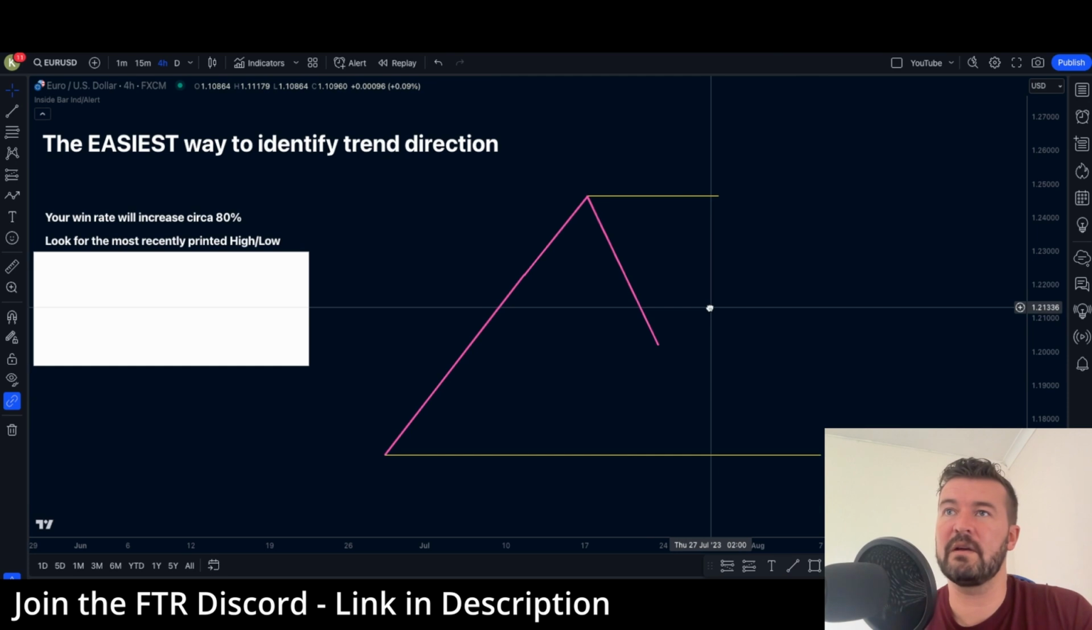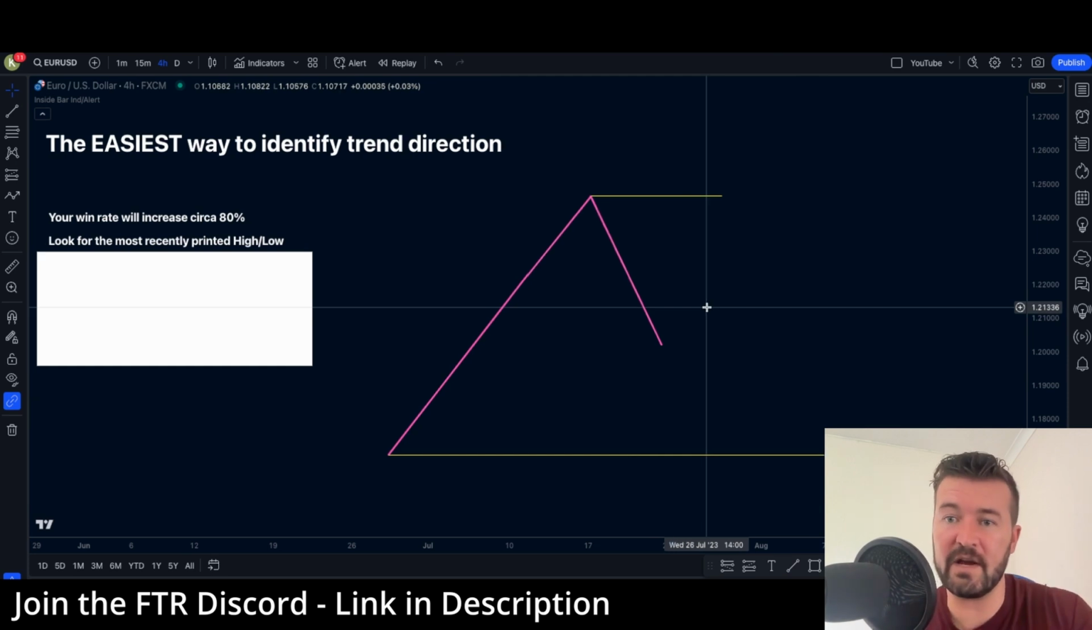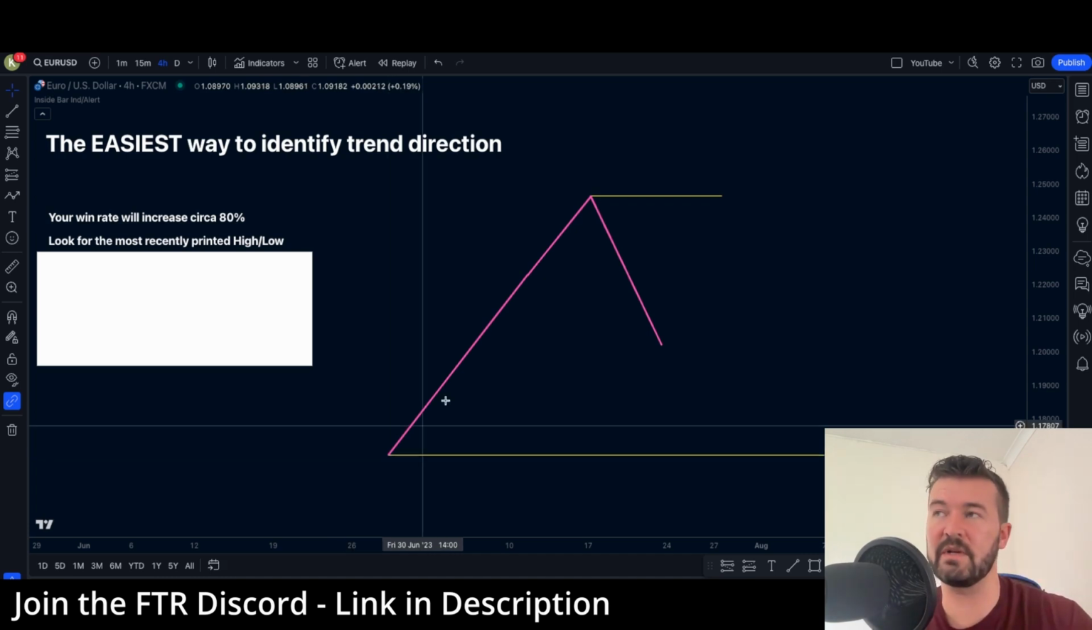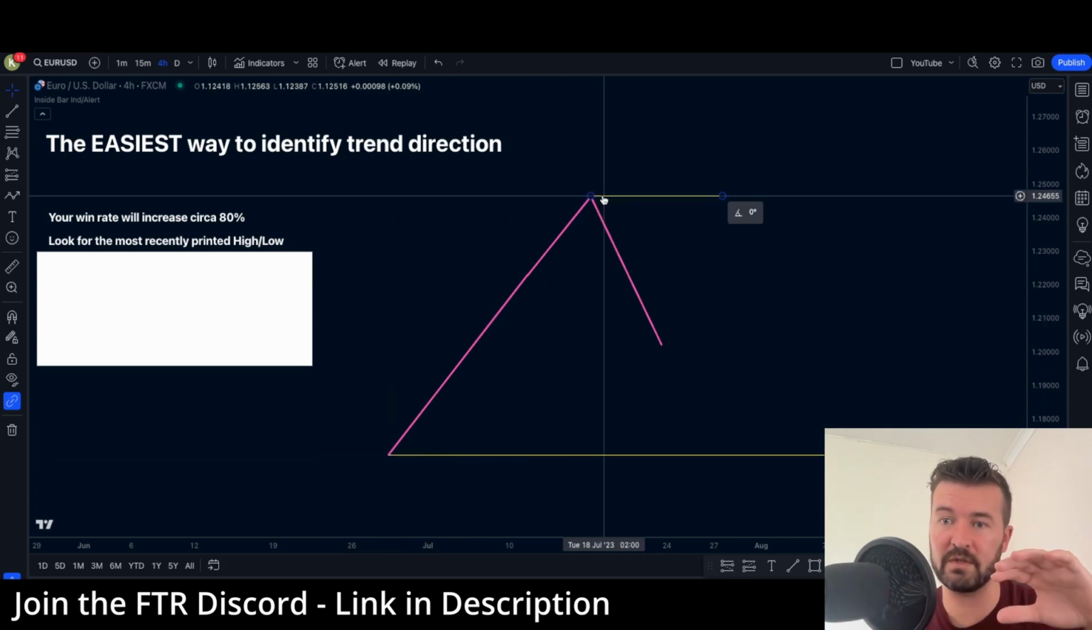So for us to be able to identify the trend direction, what did we have? We had a low point or a starting point. We have a high point, which was the end point of that leg, okay?